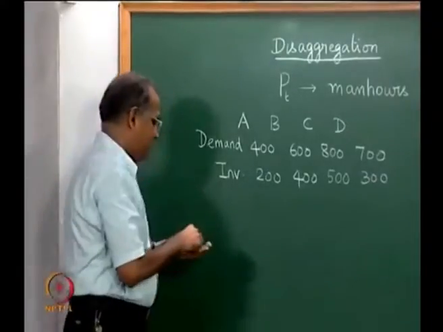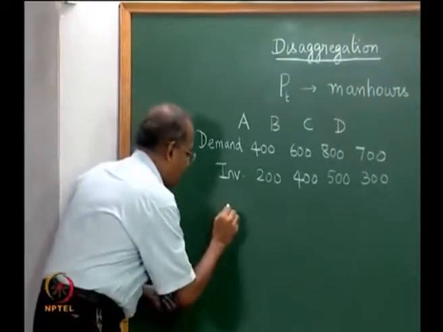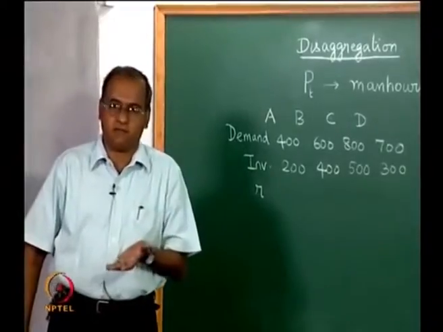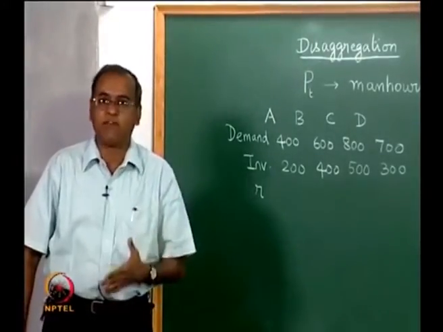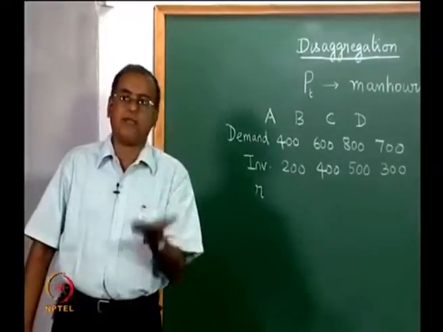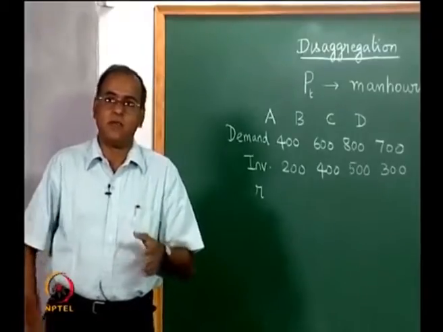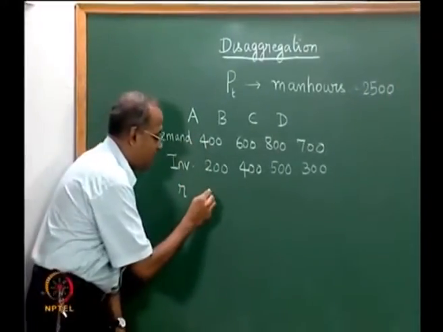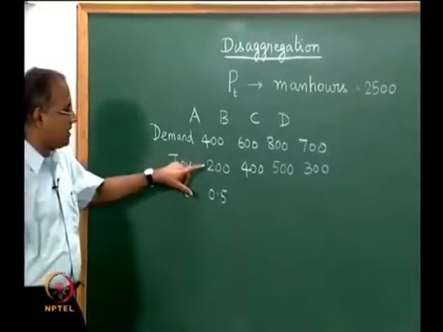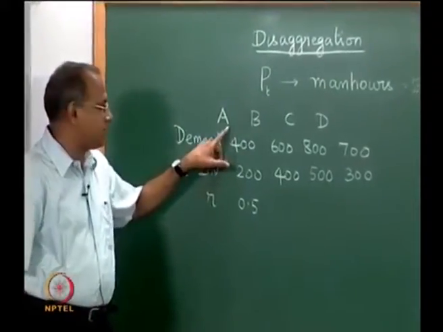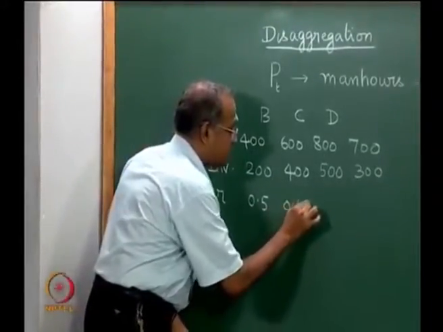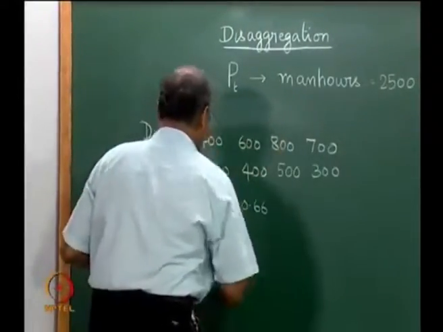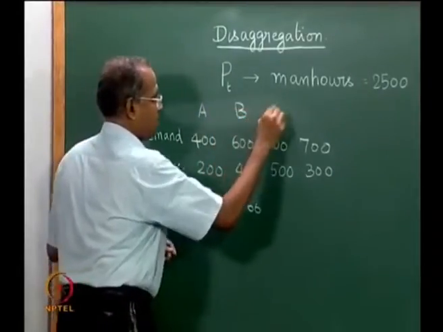Now using this inventory I, we define a ratio called R, and this ratio tells us the amount of time buffer that we have. The inventory is now made into a time buffer. It is already in time units, but R is represented as so many months of inventory that we actually have. So when we divide 200 by 400, which is 0.5, this 200 is equivalent to 0.5 months of inventory of this item. This is equivalent to 0.66 months of inventory of B. So let me write A, B, C, D. This is A, this is B, this is C and this is D.